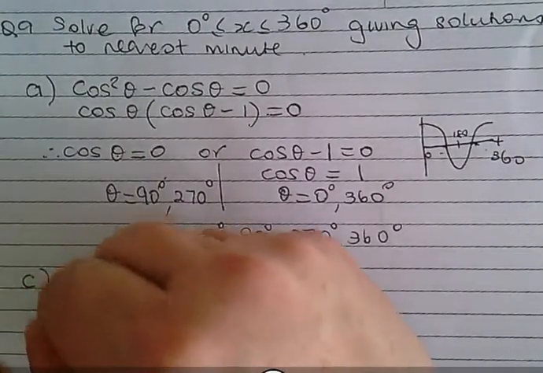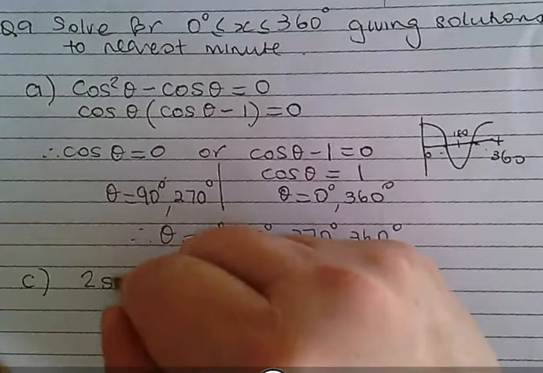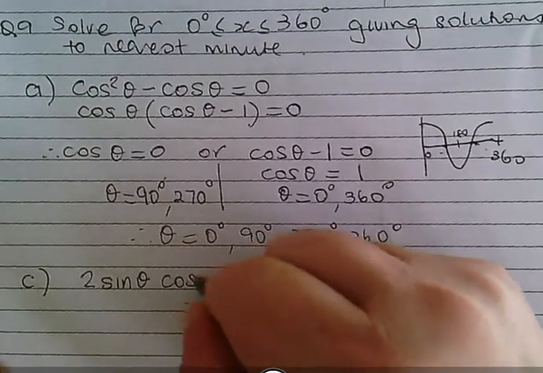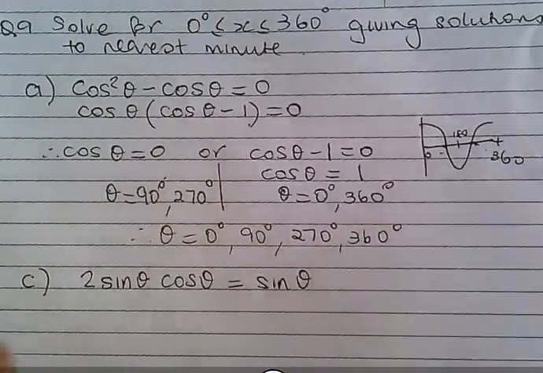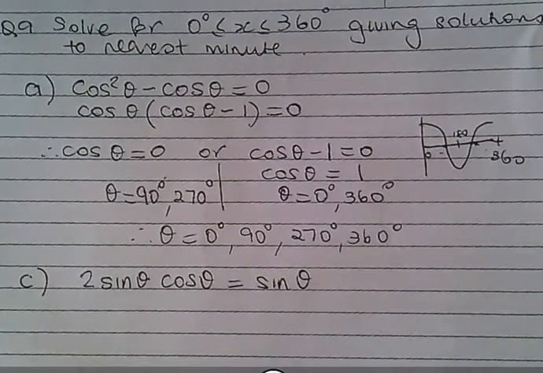Now, see this one, just be very careful here. 2 sine theta cos theta equals sine theta. You are not to divide through by sine theta. This is not like, it is different to this.